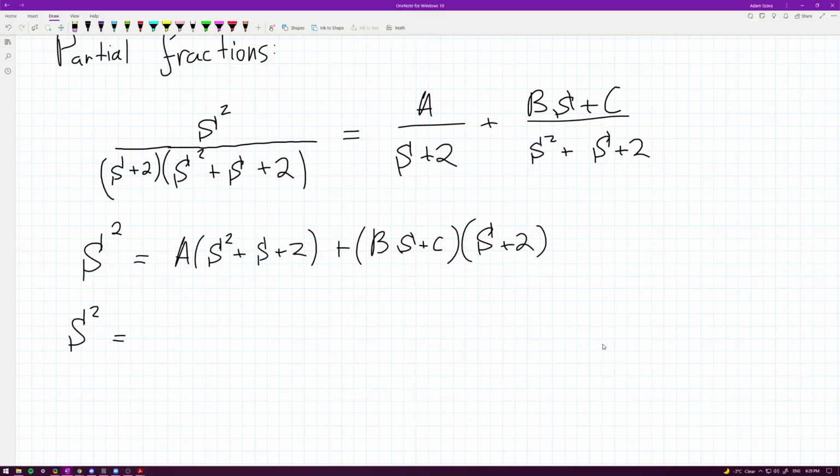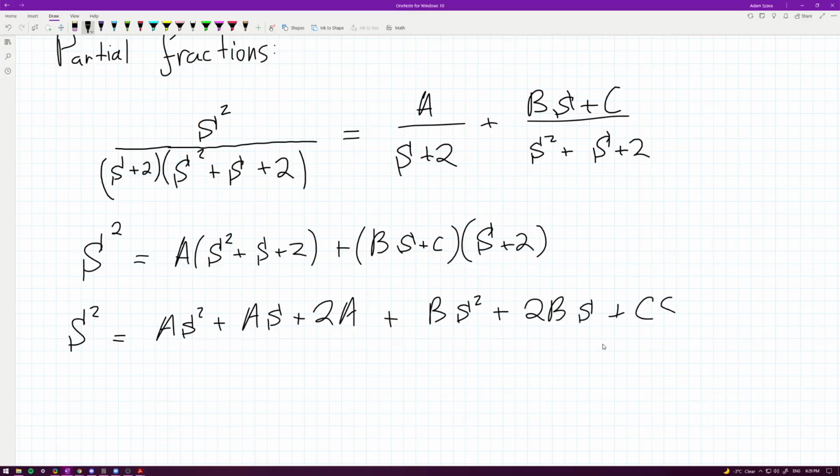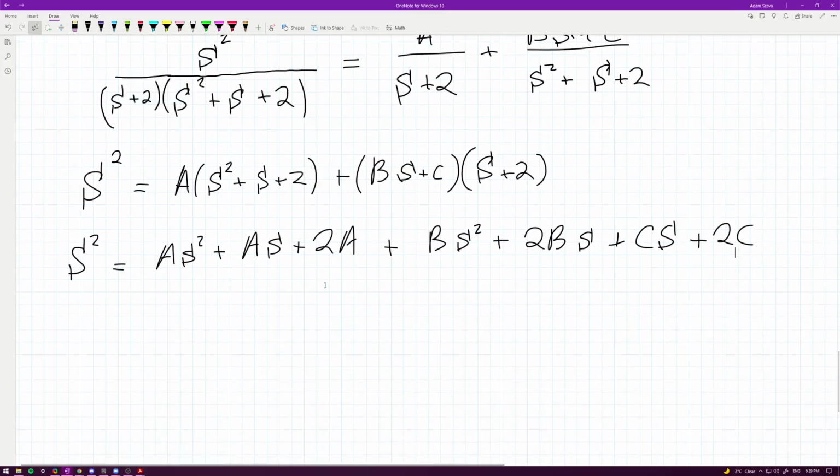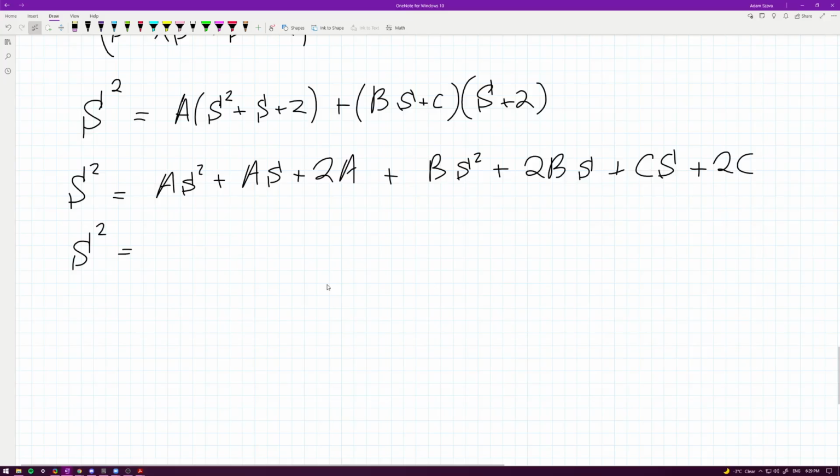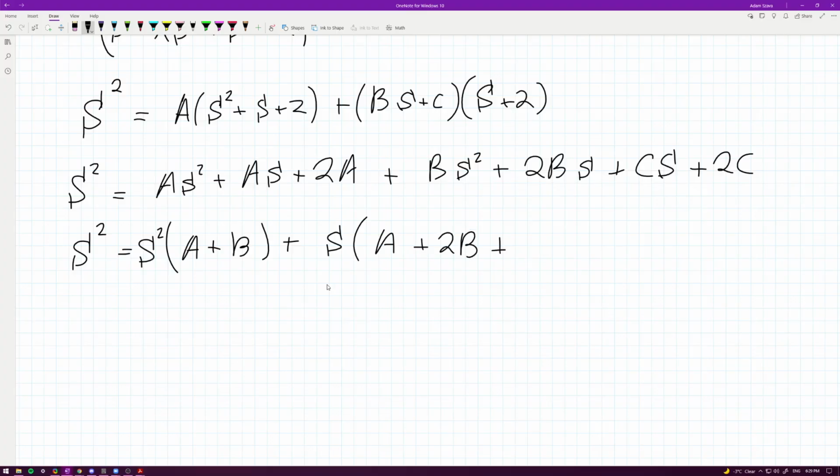Otherwise, this is As squared plus As plus 2A plus Bs squared plus 2Bs plus Cs plus 2C. So hopefully everybody's following so far. I'm just going to group together all the s squared terms, right? So all the s squared terms is just A plus B, that's it. All the s terms come together, so it's just A plus 2B plus C.